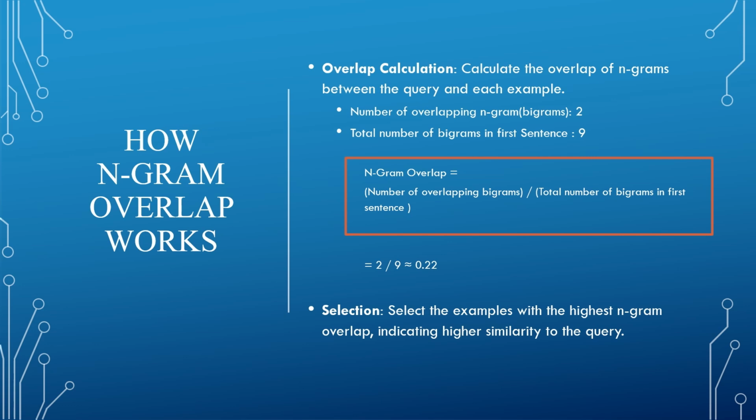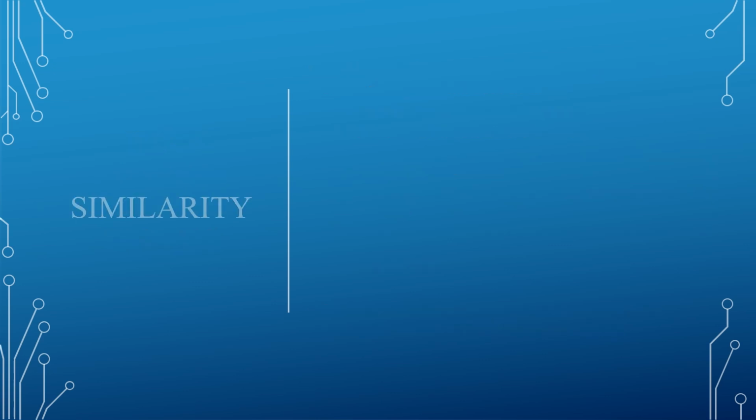This is particularly useful in tasks where exact phrase matching is crucial, such as information retrieval. Now let's learn about the Similarity Example Selector.